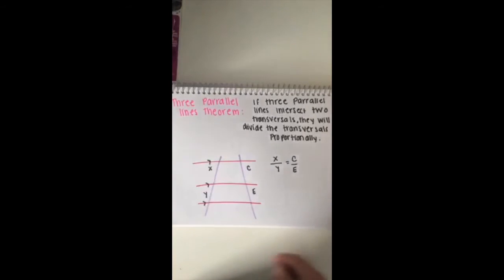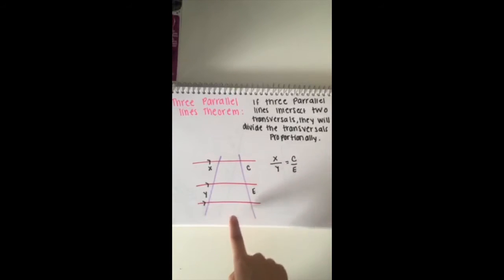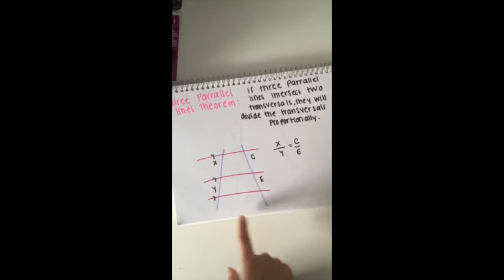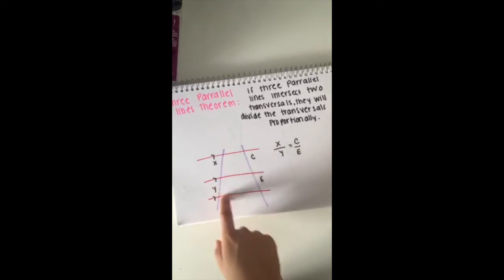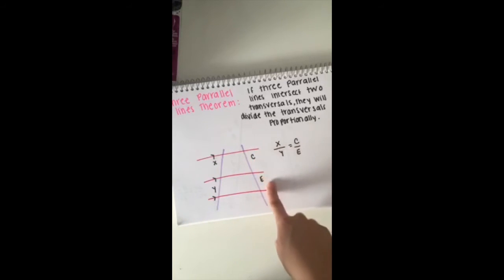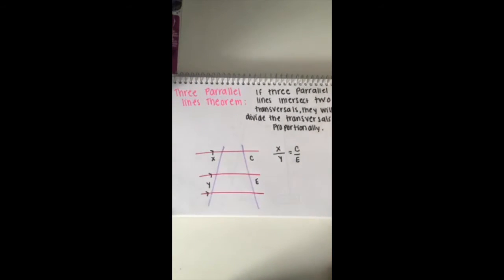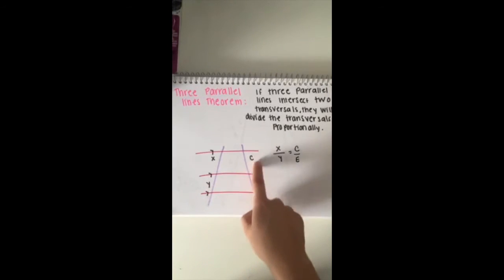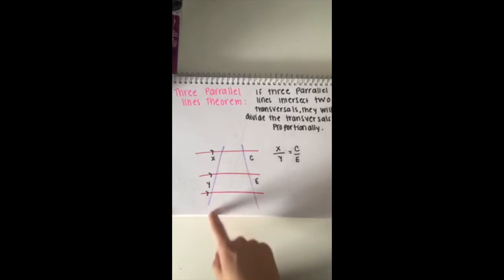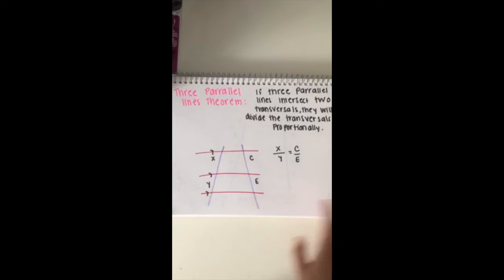The three parallel lines theorem. The three parallel lines theorem is if three parallel lines intersect two transversals, they will divide the transversals proportionally. So here are three parallel lines and two transversals. This equals x and this equals y, while this side equals c and this side equals e. So since the three parallel lines theorem is in effect, x over y is equal to c over e, because three parallel lines and two transversals will divide the sides proportionally.